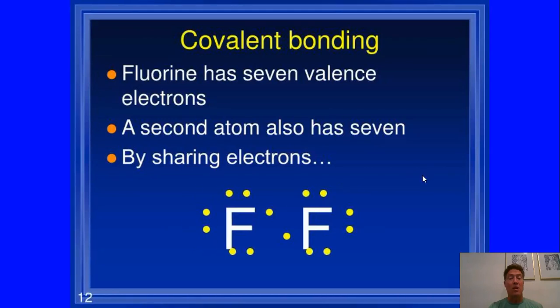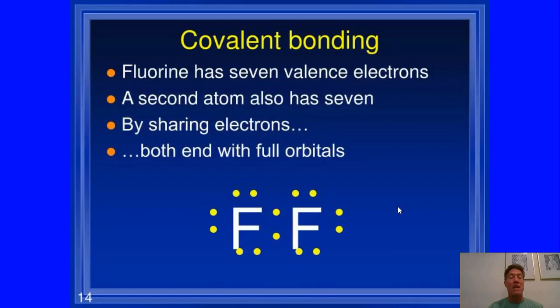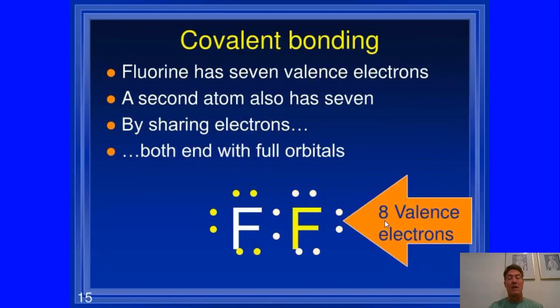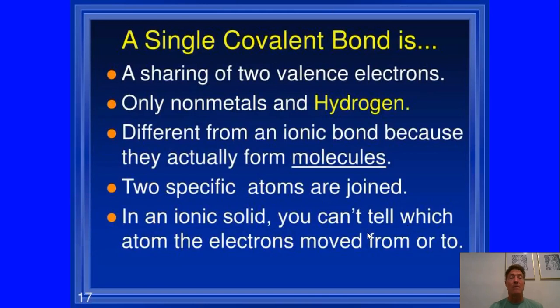If they move closer and closer together, then they can share this pair. And this fluorine gets to count it as 8, and this fluorine gets to count it as 8. And so it forms this diatomic molecule. They both end up with full 8 count orbitals. Okay? This one has 8 valence electrons, this one has 8 valence electrons, they're both happy. So a single covalent bond is the sharing of 2 valence electrons. This only happens with nonmetals and hydrogen.